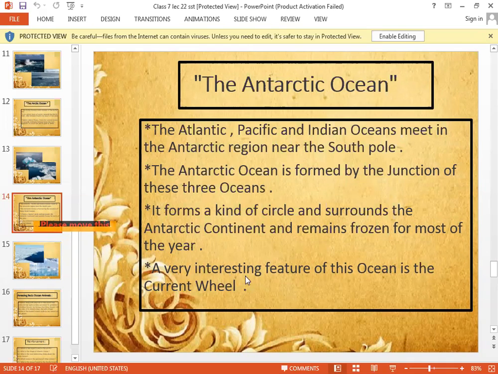A very interesting feature of this ocean is the current wheel. Is it clear? So we will discuss the ocean current in our next lecture, inshallah. Then I will tell you in detail what is the meaning of current wheel and what is the meaning of ocean current. So the most interesting thing about this ocean is that it holds most of the world's fresh water, and it is a unique continent because there is no permanent human habitat.